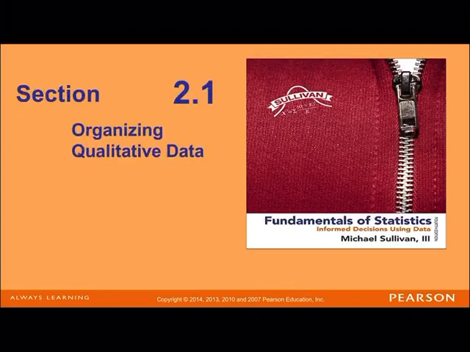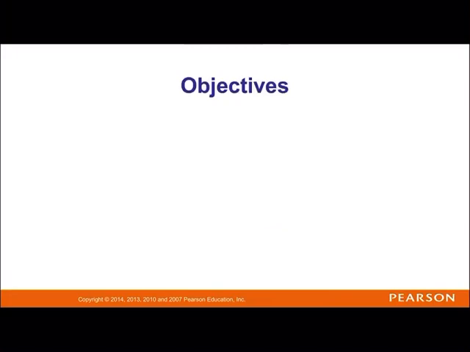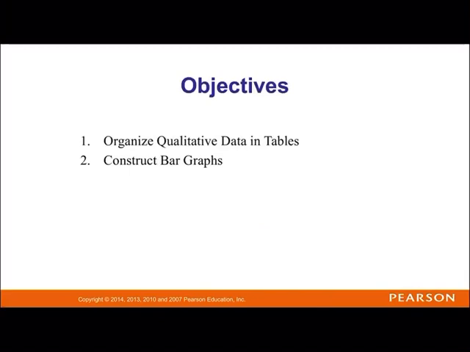So 2.1 is about organizing qualitative data. Okay, again, that's descriptive data. So our objectives for today, we're going to organize qualitative data in tables, we're going to construct bar graphs, and we're going to construct pie charts. So you are going to need your protractor for this section.